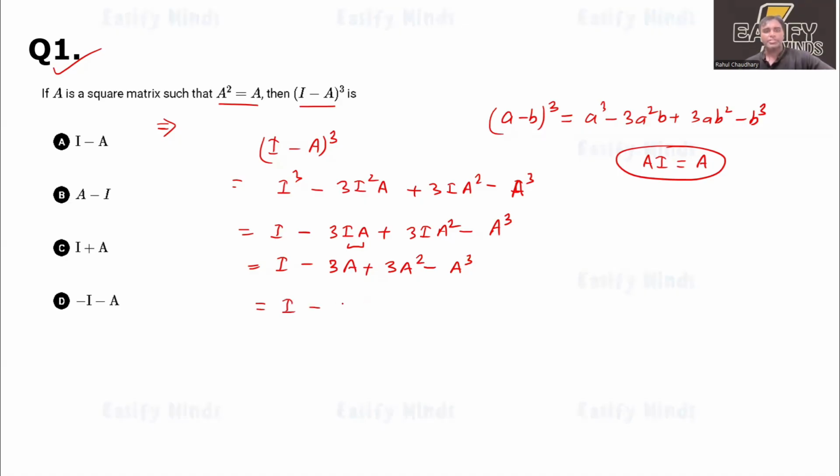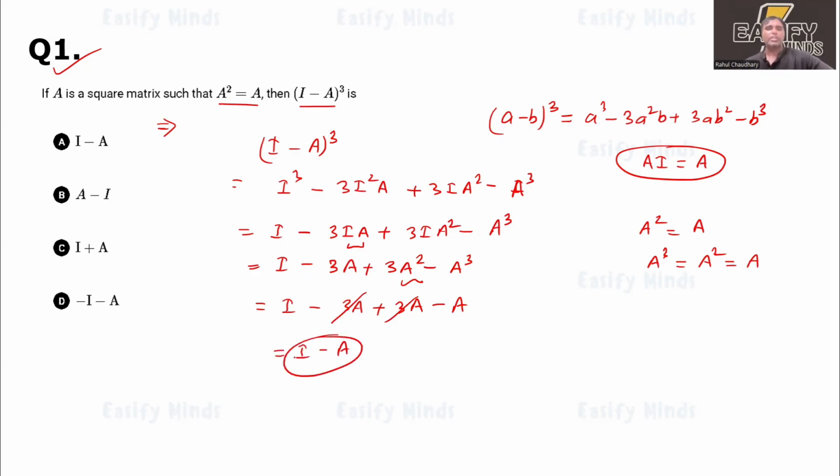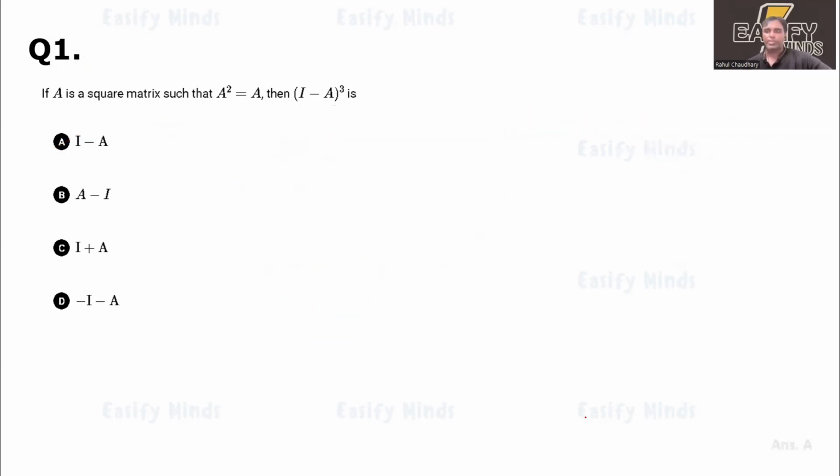Now I minus 3A. A square is how much given? It is A. So this is 3A. Now A square is given to me as A. If I multiply with A both sides, A cube equals A square, and A square equals A. So this is A. So this gets cancelled. We have the answer as I minus A. That is option 1. Clear? Here, if you can see, the answer is option A, I minus A.